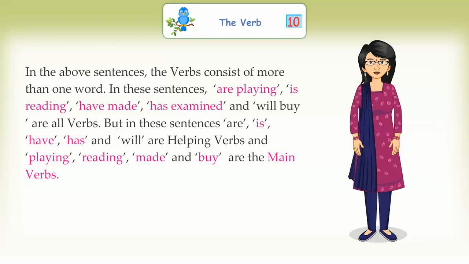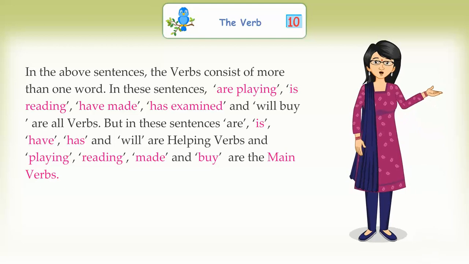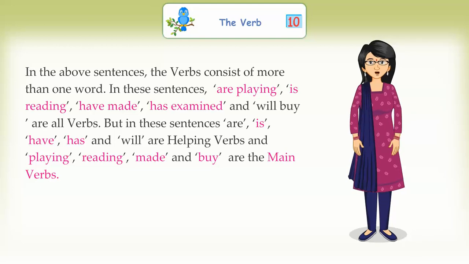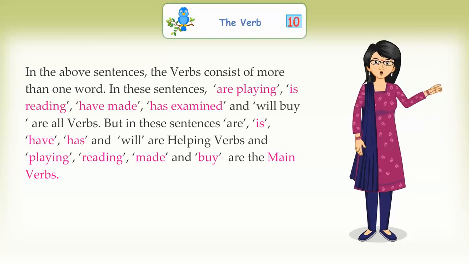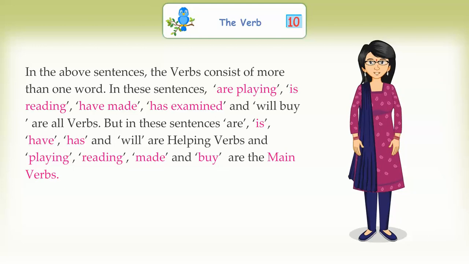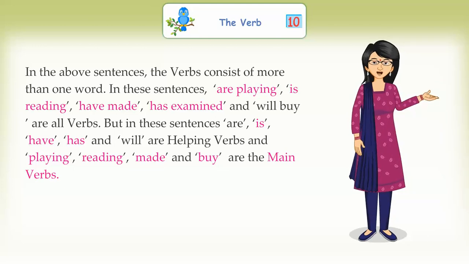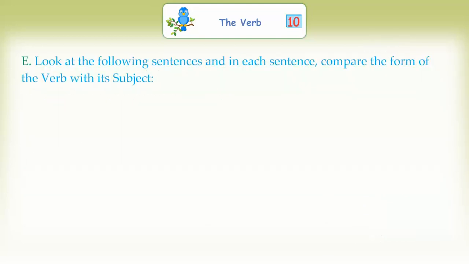In these sentences, are playing, is reading, have made, has examined, and will buy are all verbs. But in these sentences, are, is, have, has, and will are helping verbs. And playing, reading, made, and buy are the main verbs.